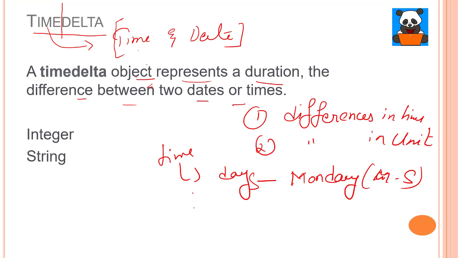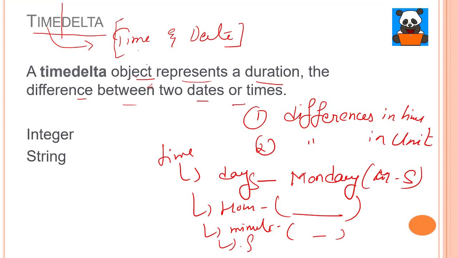Not only the days, you can go with the hours. It will be 1 hour, 2 hours, 3 hours, whatever the hours, you can go with those particular hours. Then you can go with the minutes, and the last one is seconds. You can go with seconds, 60 seconds, 30 seconds. You can find out all these durations in different types of ways.